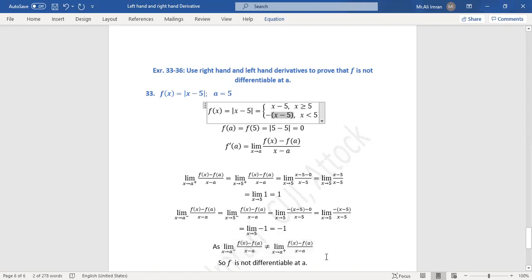differentiable. So, dear student, I do hope I was able to clear the concept of left hand derivative limit and right hand derivative limit. I do hope you now can understand this concept.